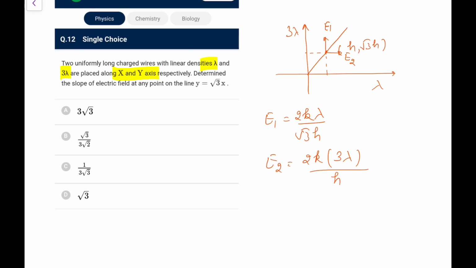So if the net electric field is at an angle with the horizontal, tan theta would be equal to E1 by E2. E1 by E2 will come out as 2 by root 3 over 6, so it is 1 upon 3 root 3. So I'll go for the option I'm getting, C is the exact option I'm getting.